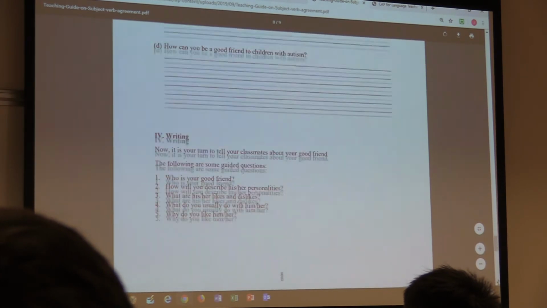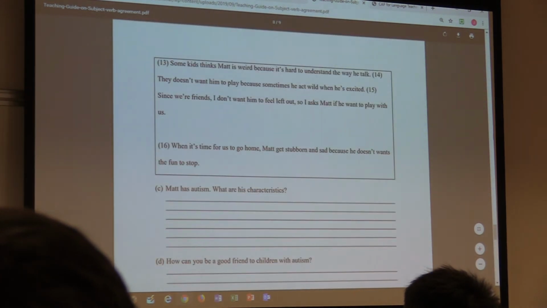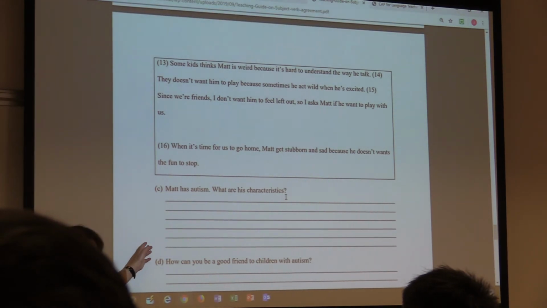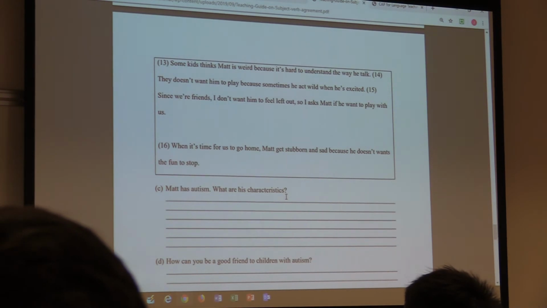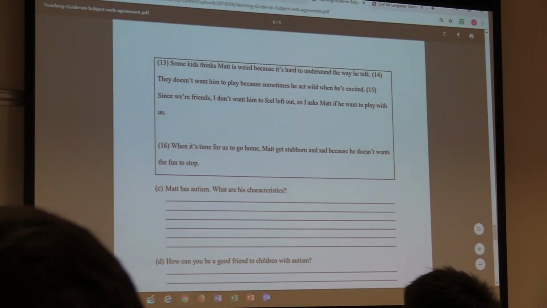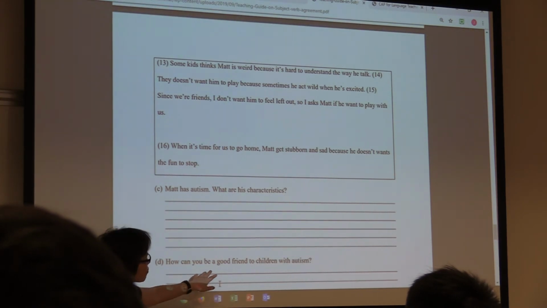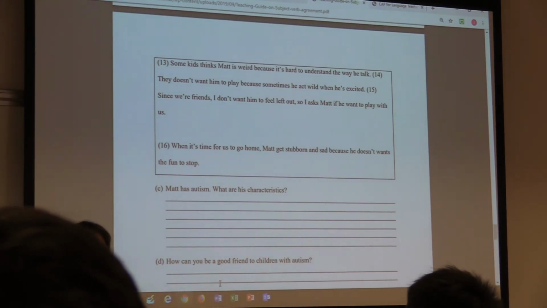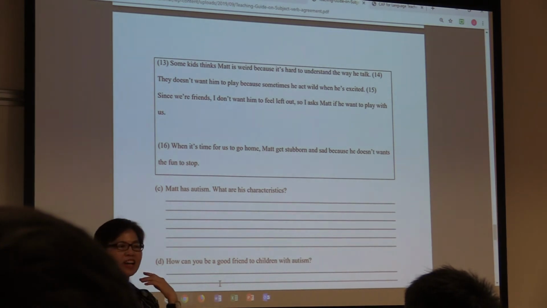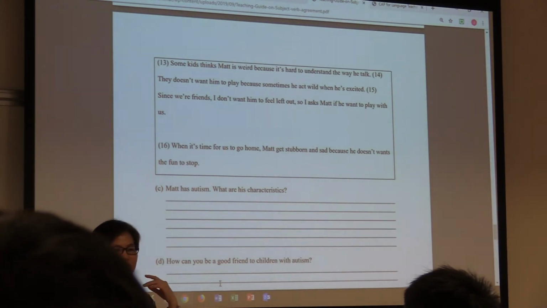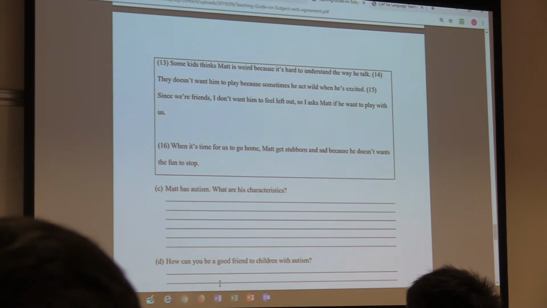So, next part. Matt has autism. What are his characteristics? So again, some comprehension questions to help students understand the story. And also, how can you be a good friend to children with autism? Something that can arouse the students' critical thinking. Let them think about that.